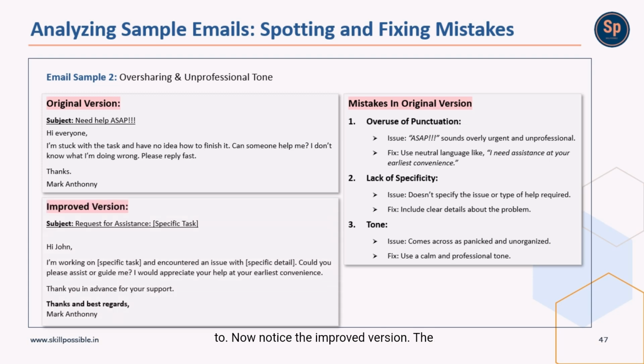Now, notice the improved version. The subject line clearly states the purpose of the email. The message explains the exact task and the specific issue, uses polite and professional language, and ends with a courteous closing. This example shows how being clear, composed, and respectful can make your requests more effective and improve collaboration.